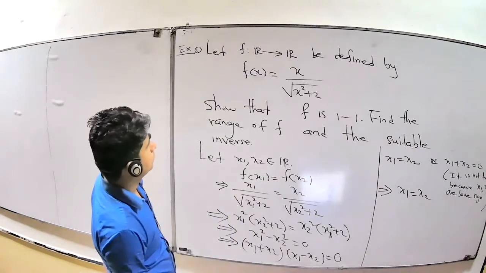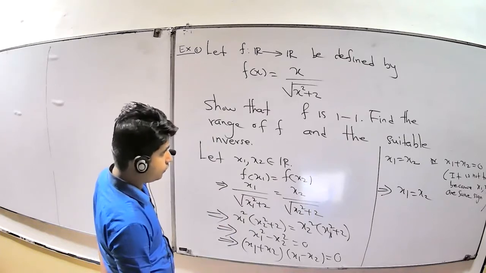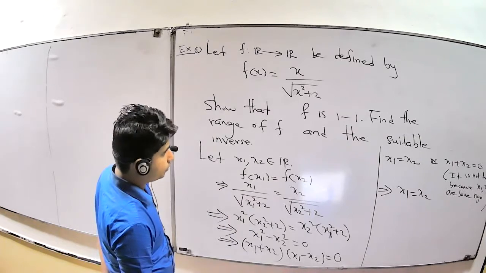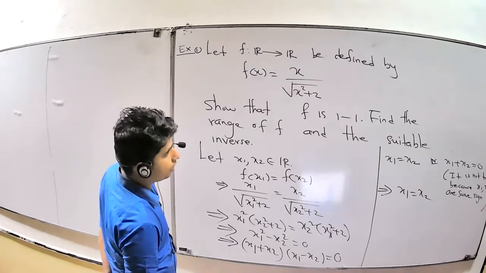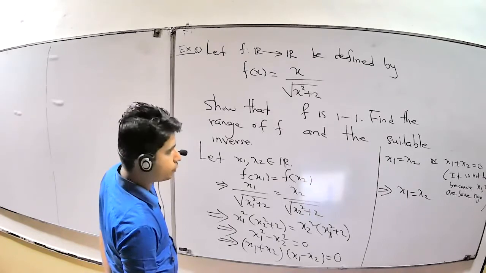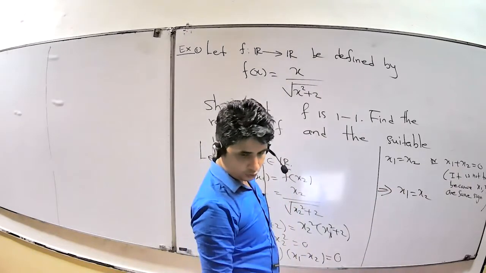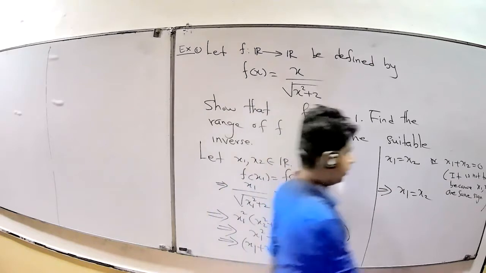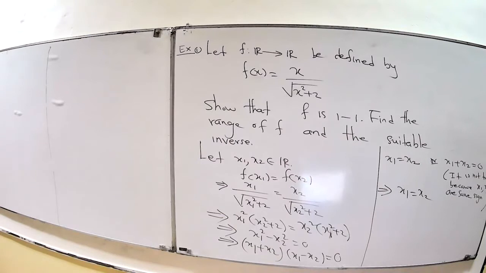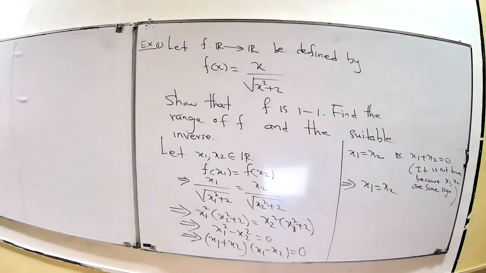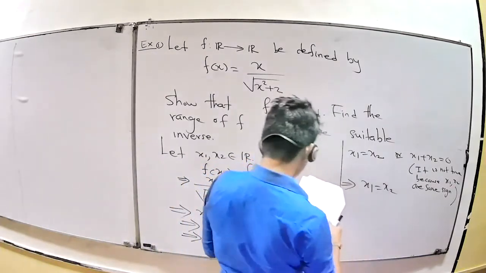If x1 and x2 are positive, then how can you get 0? Suppose x1 is positive and x2 is negative, then they are not equal, that is not the case. Suppose x1 is negative, x2 is also negative, then how can you get a positive? Therefore it is not a possible case. So x1 plus x2 equals 0 is not true because x1 and x2 have the same sign. Therefore x1 equals x2, which means f is 1 to 1.